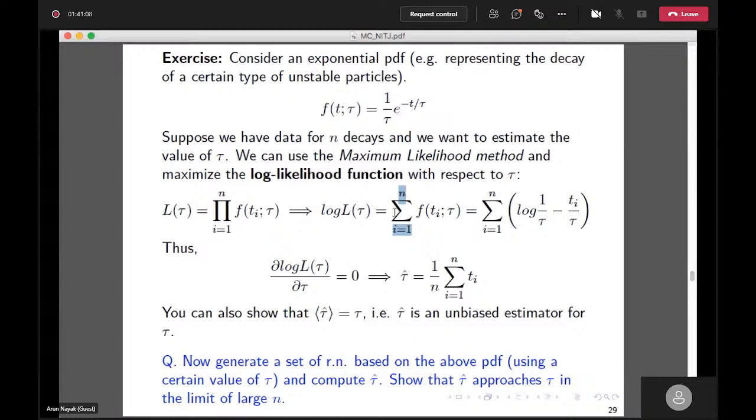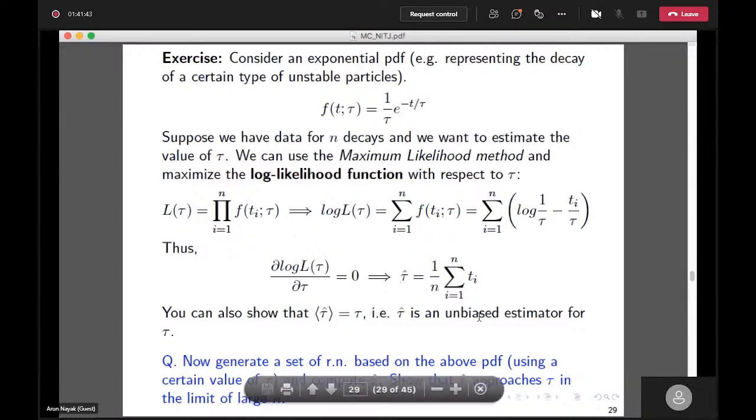So from this you can say that this becomes the sum of log of 1 over tau minus t_i by tau, and when you maximize this with respect to tau, then we get the estimate for tau, which is 1 over n times the sum of t_i, the average of t_i. So the average of t_i is a good estimator, an unbiased estimator for the lifetime, for the parameter tau. So you can also show that.